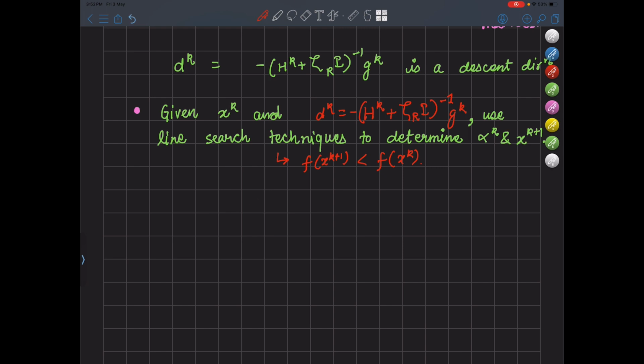So xk plus 1 is given by xk plus alpha k dot dk, where dk is given by minus of Hk plus xi r I inverse gk, and alpha is given from a line search algorithm, either exact line search or inexact line search. This ensures that fk plus 1 is less than fk.